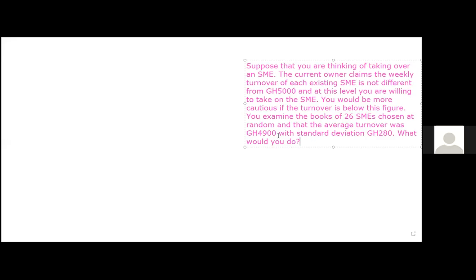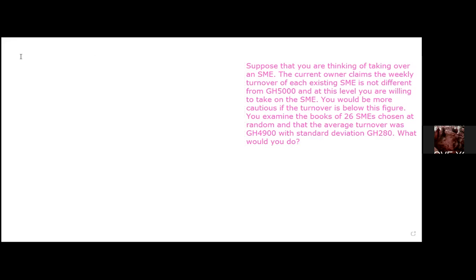Because it says that anything below the figure, which is 5,000, should be rejected, and the 4,900 is below the 5,000. So you will not take it? Yes, please. Exactly. So you will not just look at, one thing about statistics is that you don't just look at the face value and decide. You may be wrong. Okay, so we have to subject this to statistical torture. That is, test the hypothesis before we can say whether we will take the SME or will not take the SME. So let's do that.